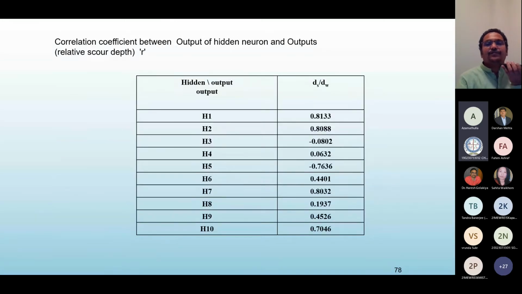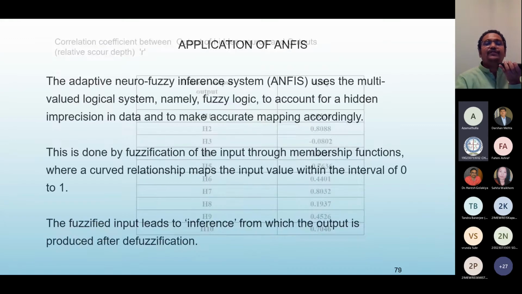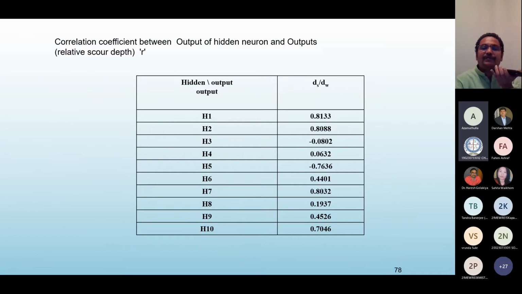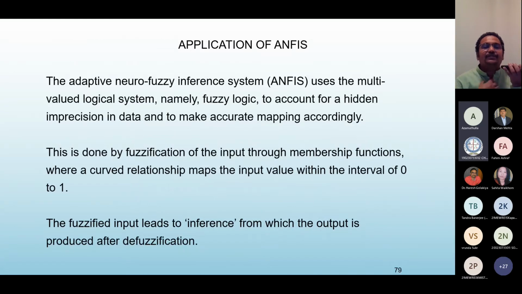This is another set of correlation coefficient outputs, with the hidden neurons each. In the case of relative scour depth I have also worked. Next please. So ANFIS is another technique, the adaptive neuro fuzzy inference system.